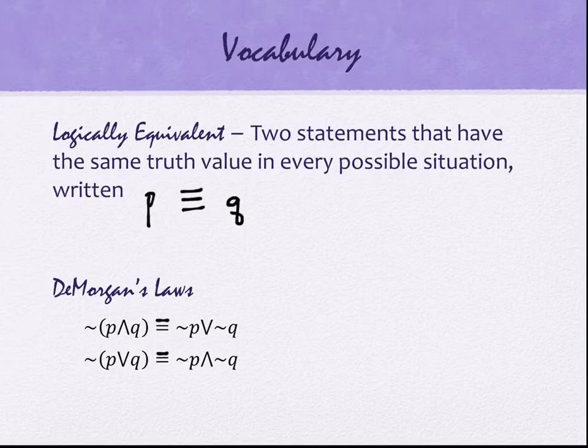The second one has a tilde outside a disjunction, P or Q. This is logically equivalent to having the tilde distributed, if you will. And it's a conjunction, it's an and statement. Okay?